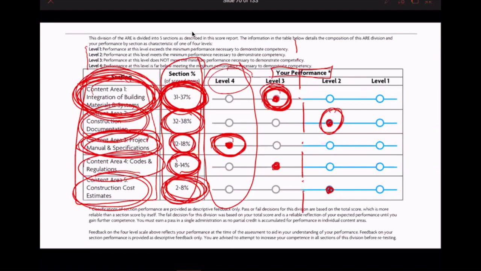ARE 4.0, for those of you who did it, was like architecture trivia. It was like, how much can you memorize? And ARE 5.0, they've moved away from that. That may make the test more difficult for some of you, but it makes studying for it way better because you can learn the concepts.